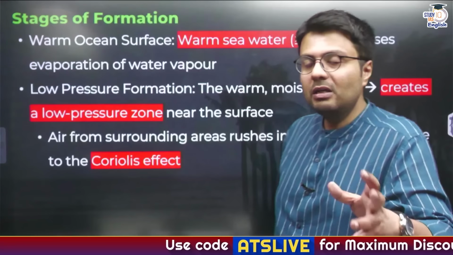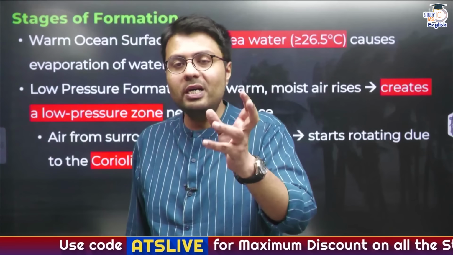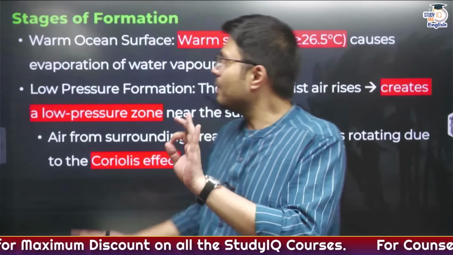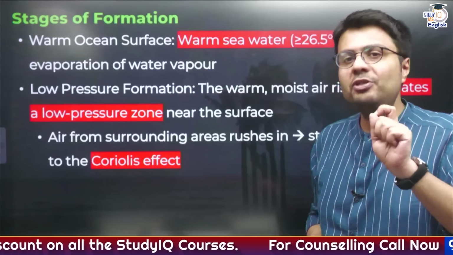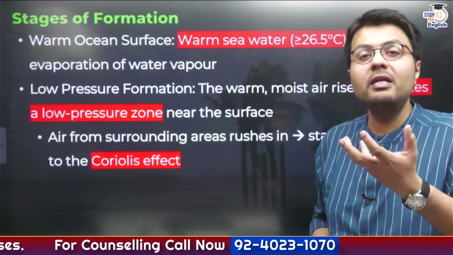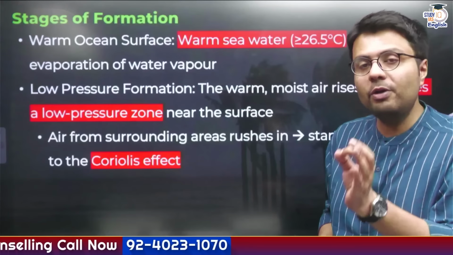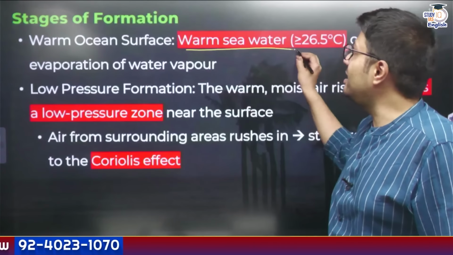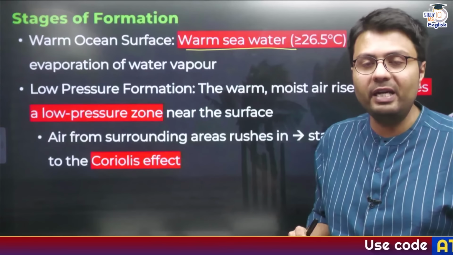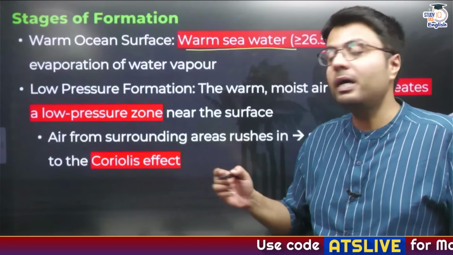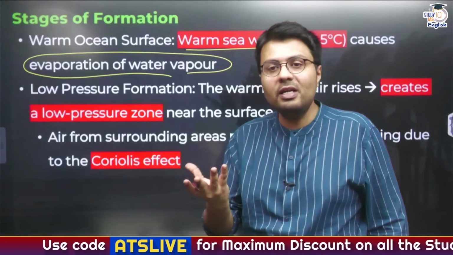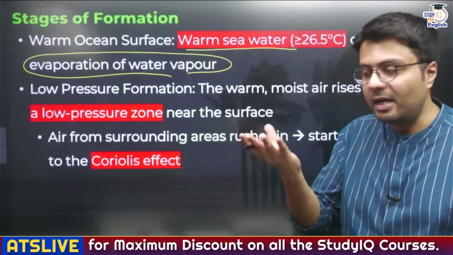Now, what are the stages of formation, or how does a cyclone actually form? Let us understand this in our today's video. The most essential condition for the formation of a cyclone, as I told you, is the occurrence of warm temperature. Particularly, there should be a rising temperature in the seawater, and it should be at least 26.5 degrees centigrade, so as to develop a condition which would favor evaporation of water vapor. And this creates a low pressure zone, that is, warm moist air.